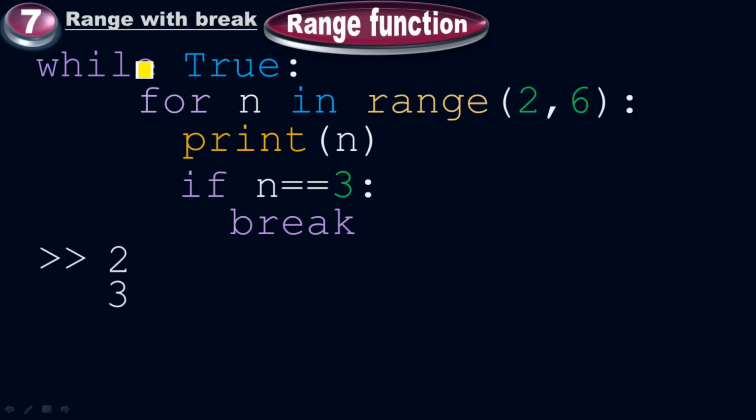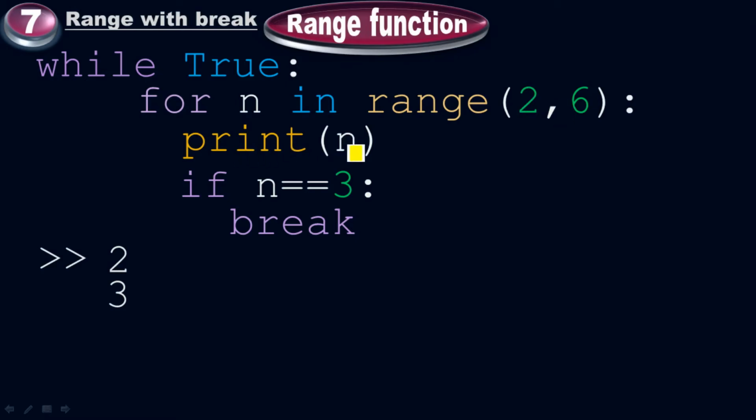Look, we have used two loops, a while loop and the for loop. The while loop executes multiple times. It is true all the time. The for loop will iterate over each and every single item of the range. What are items? Items are from 2 to 6. What is the range? The range is from 2 to 6. 2 is the initial point and 6 is the ending point. It is the range with two arguments.